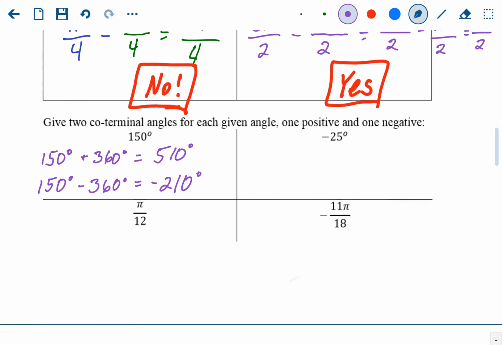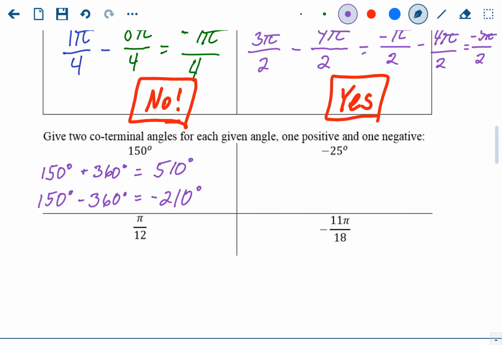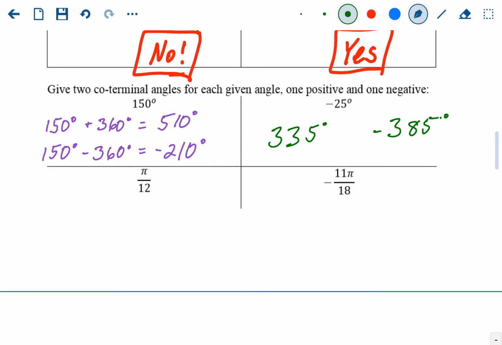Same thing on the other degrees. So we got negative 25. Do negative 25 plus 360, which is 335, and negative 25 minus 360, which is negative 385. So all 3 of those angles, 3 different measures, but they all represent the same angle, same ray.